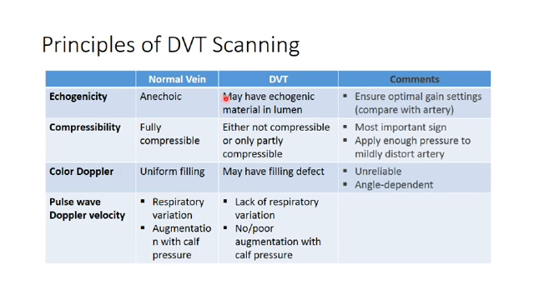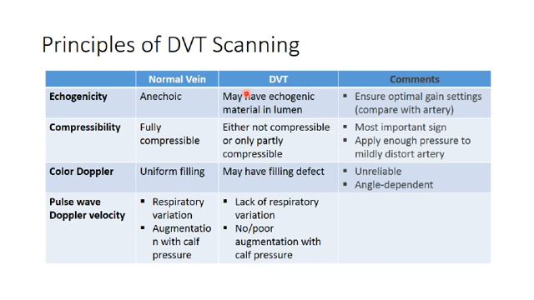Now you come to a DVT, and you may be able to see echogenic material in the lumen. A DVT typically is not compressible. The vein is not compressible, or it may not be fully compressible, so it may only be partly compressible. If you put color Doppler, you may see a filling defect, and you may notice that there is a lack of phasic variation with respiration, or poor augmentation or no augmentation with calf pressure.